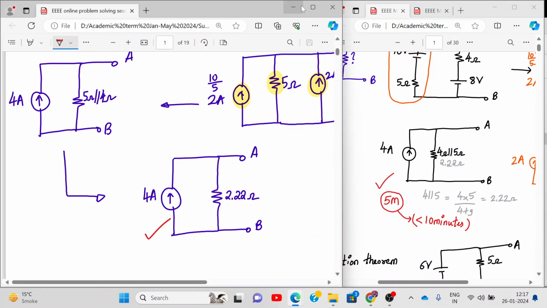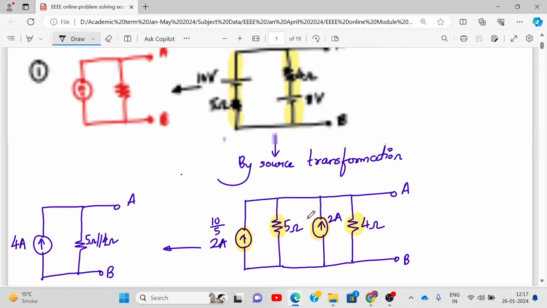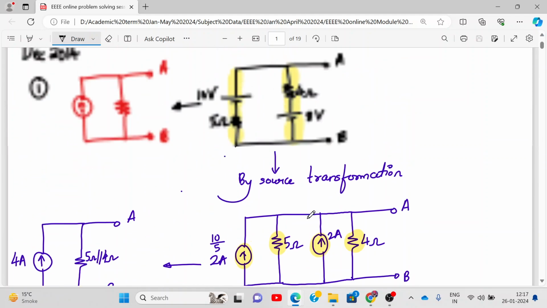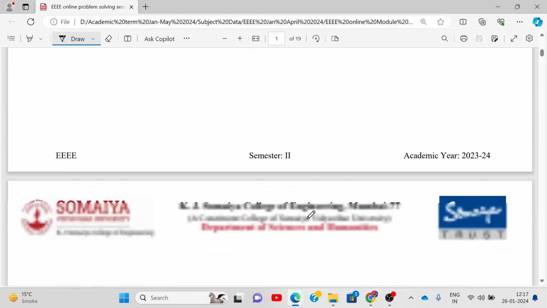So you should solve a 5 marks question in 10 minutes time, maximum. We started around 12:07 and we have completed within 10 minutes. So this was the problem of source transformation. Now let's solve another one. So let's go to another numerical. Let's refer to the paper.